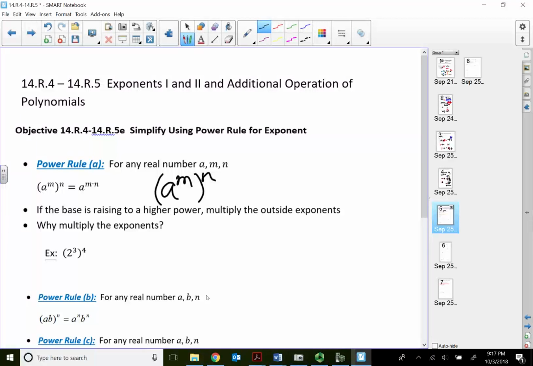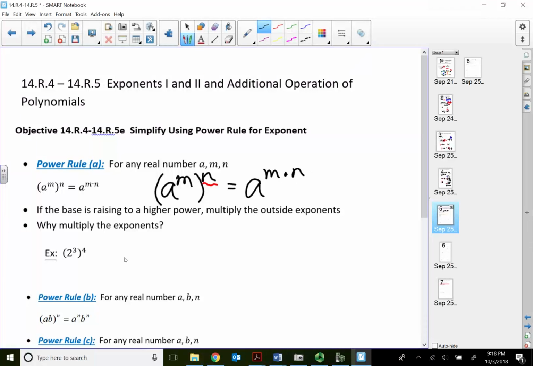What you see here is to look at the exponent on the very outside. If this is the exponent on the very outside, that makes a to the m the base. Inside this parenthesis, you have to have one term. So when you see something like this, base a to the n power raised to a higher exponent on the outside, what we're going to do is multiply the exponents.